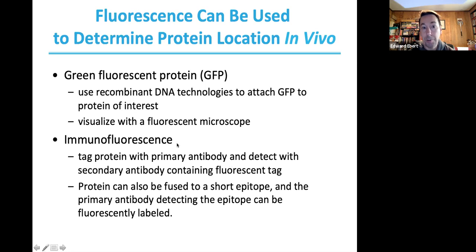We can also do immunofluorescence. We can tag the protein with a primary antibody, and then we can detect it with a secondary antibody that has this tag on here. We could also, instead of using the primary antibody, just use some short epitope that we have a primary antibody to, and we can detect that.